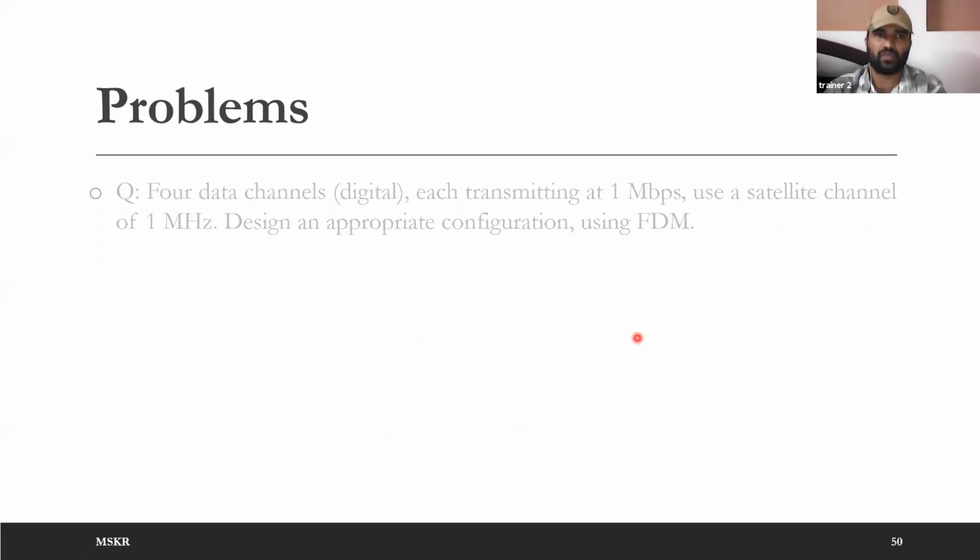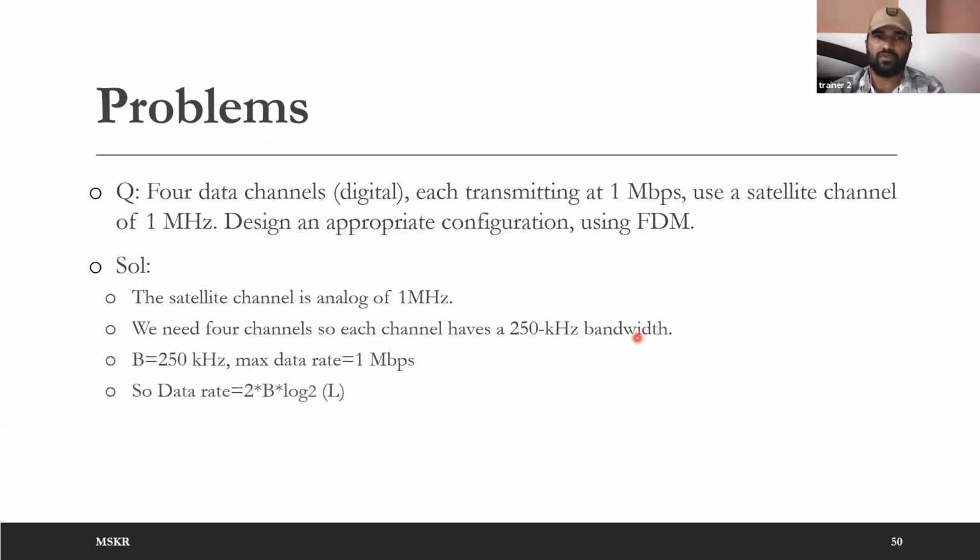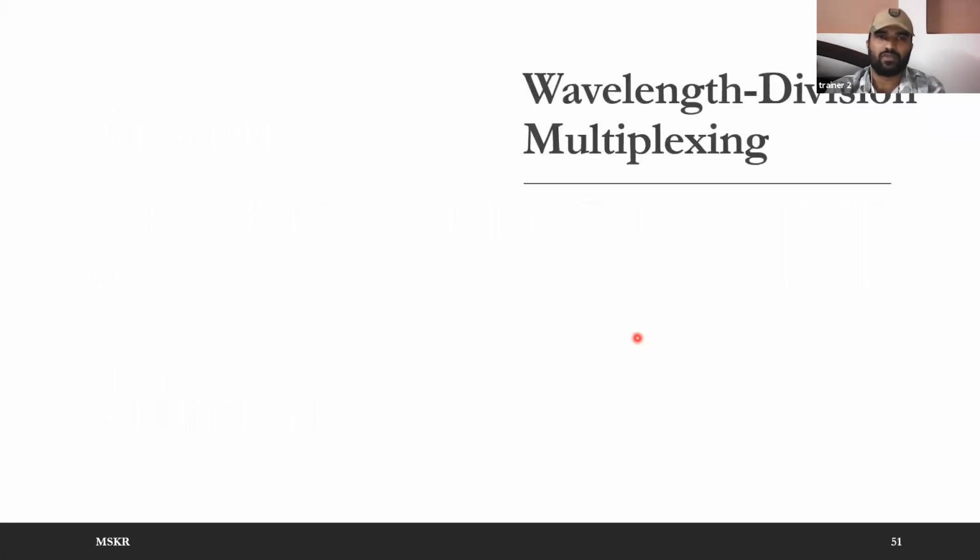So that is this question, and this one is another such question where they ask you to design a transmission configuration. Which means nothing but find out the L value given all the required parameters. Okay, so that is about frequency division multiplexing.